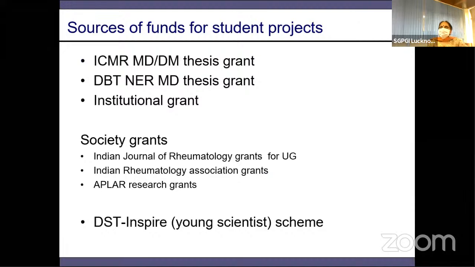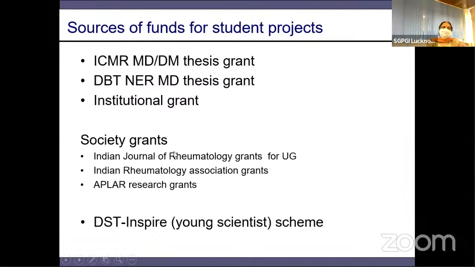We have some sources from where the students can get funding. ICMR has a scheme where they give you a thesis grant for MD and DM. There is a separate scheme for Northeast region students. Then some institutions give grants for MD thesis and DM thesis. Our institution provides it through the intramural scheme. That is, your mentor can write an intramural scheme, and through the intramural grant, if they can get it, a student's project can be funded through that.